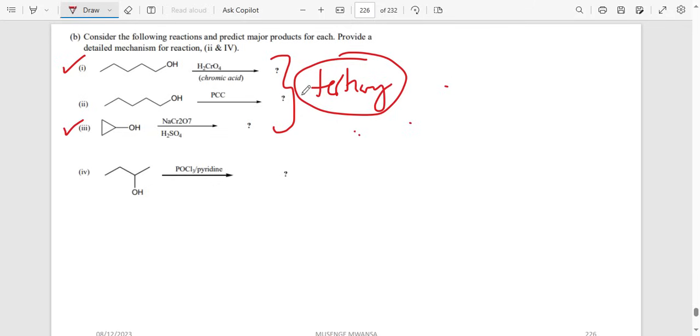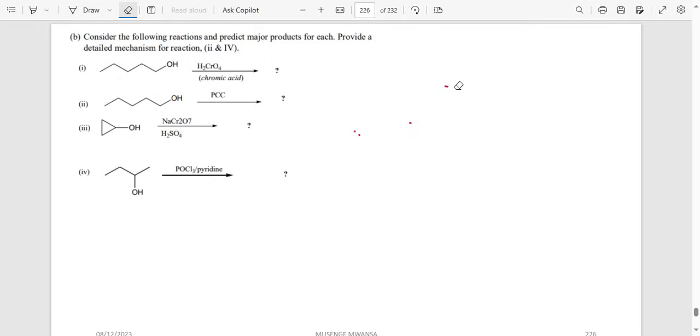So this can be used as a test to differentiate primary and secondary alcohols from tertiary alcohols. Tertiary alcohols will not be able to react. Very important here to take note of that.